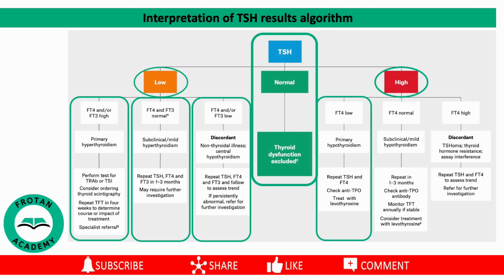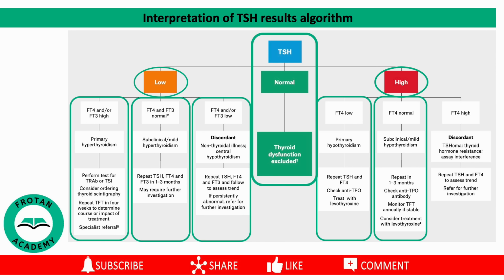Elevated TSH with low FT4 is diagnostic for primary hypothyroidism. Differential diagnoses include iodine deficiency, Hashimoto's thyroiditis, and previous radioactive iodine or neck surgery. A repeat TFT and an antithyroid peroxidase antibody, or anti-TPO, should be performed. Patient should be treated with levothyroxine, which is a synthetic thyroid hormone.